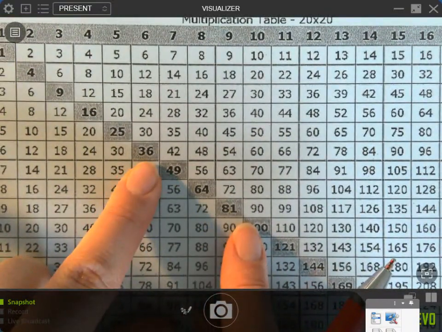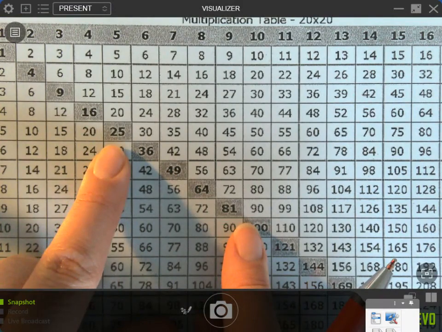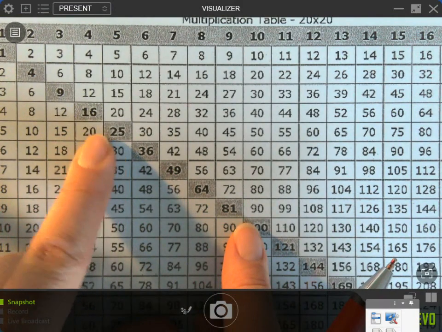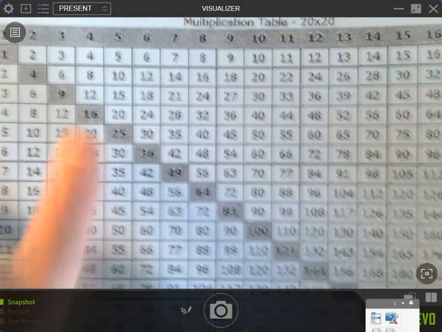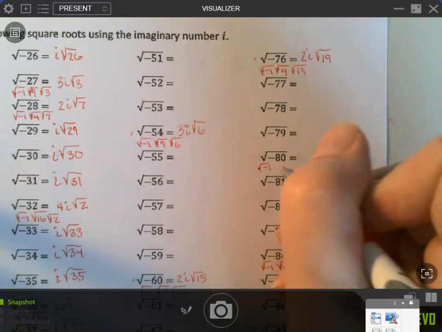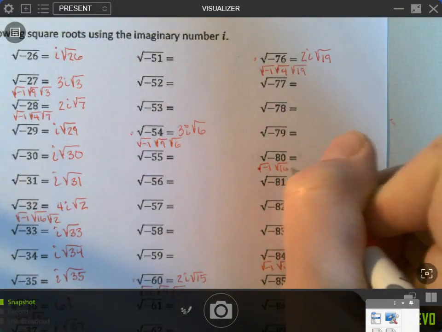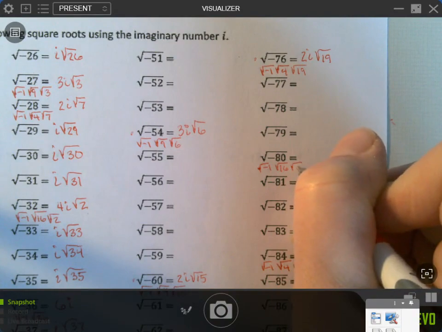36 does not divide into 80. Does 25 divide into 80? No. Does 16? Yeah. So 4 is a perfect square, but 16 is the biggest one. So this would be 16 times, is it 5?